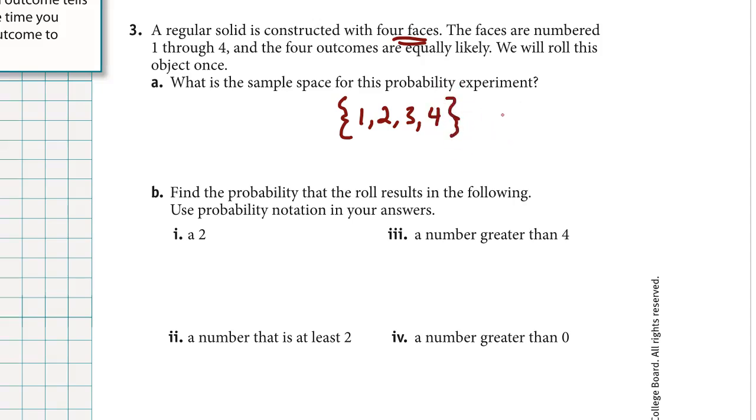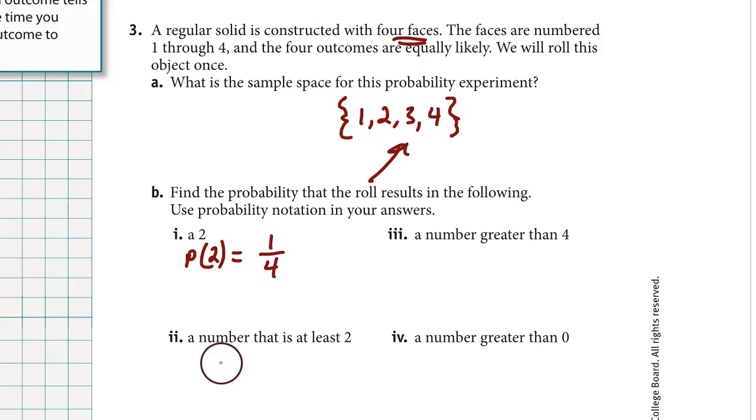Now question B, let's find some probabilities. What is the probability of getting a 2? Well, what goes in the numerator? How many 2s are possible on that solid? There's only 1 2 on there. What goes in the denominator? It's a 4 because there's 4 possible things in the sample space.